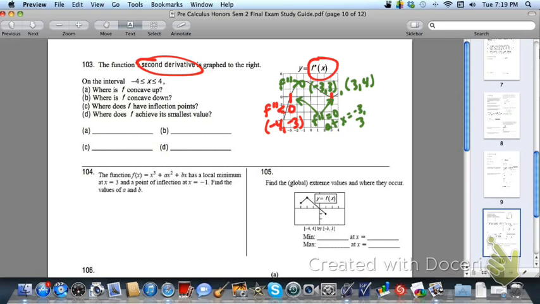Well, we don't have inflection points at both of those, because we only have a change of concavity at this value here, when x is equal to -3. And so we'll get to that.